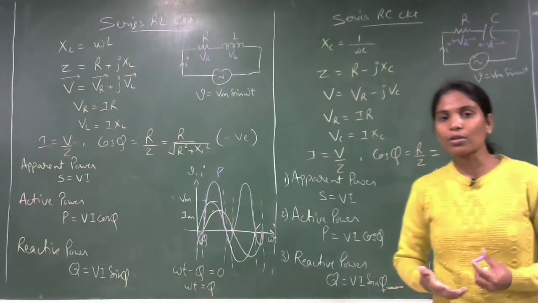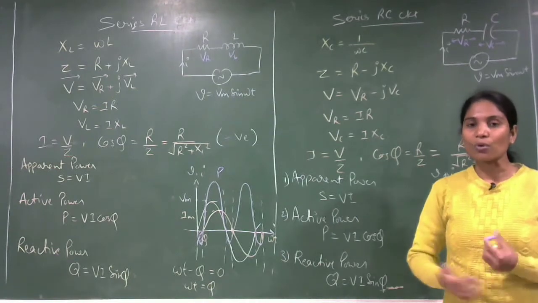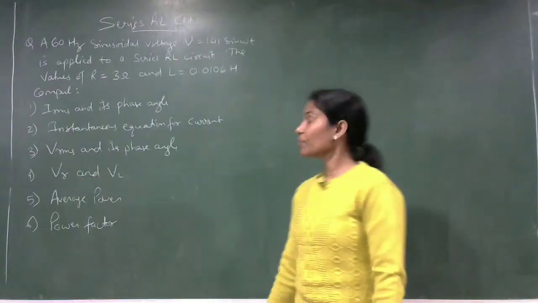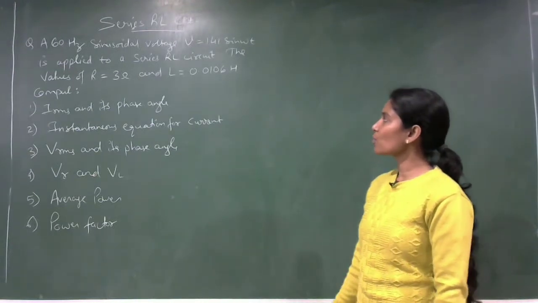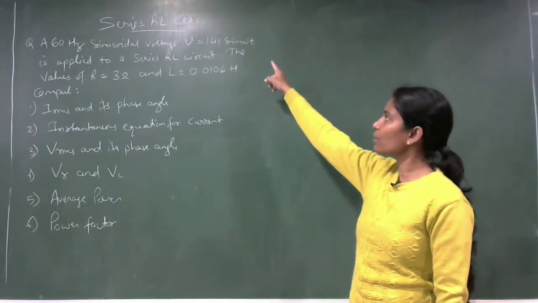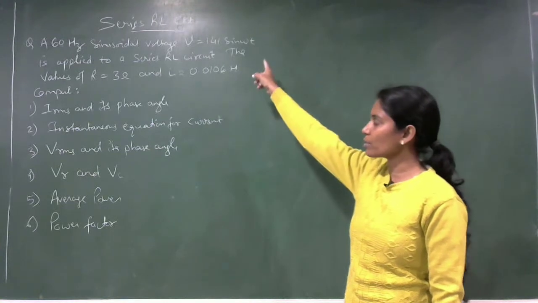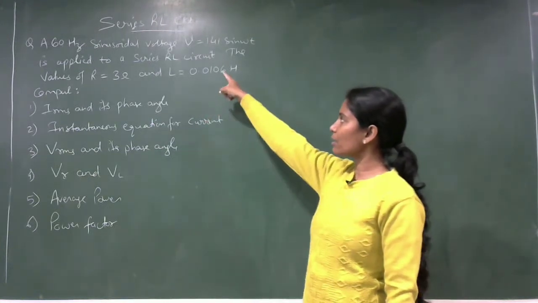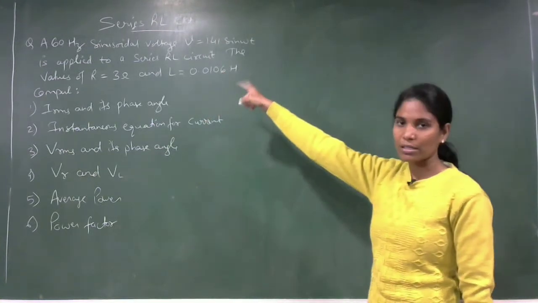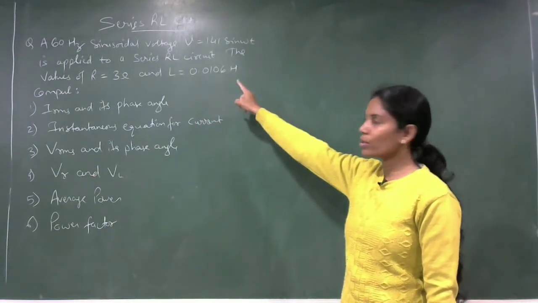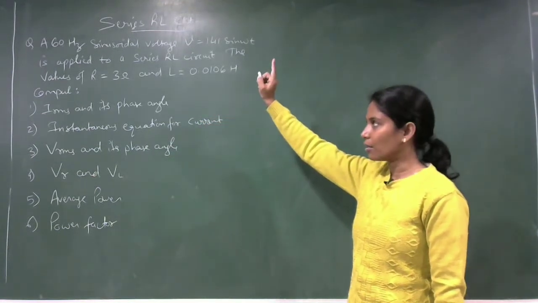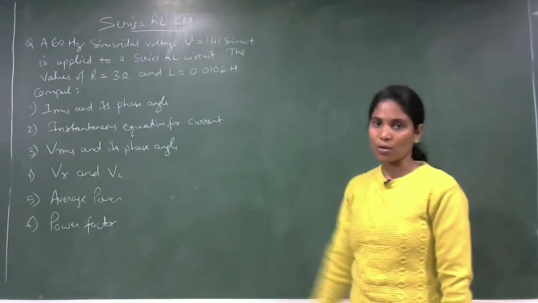Now we will go for the numerical portion and see how to solve it. So this is my question. A 60 Hz sinusoidal supply voltage V equals 141 sin omega t is applied to a series RL circuit. The values of R is 3 ohms and L is 0.0106 Henry. After that we have to compute all these values.